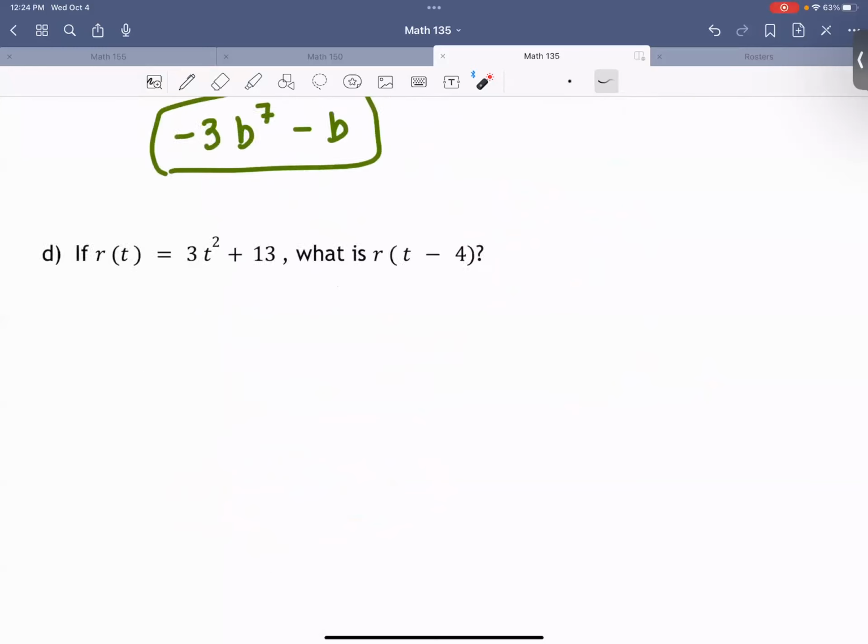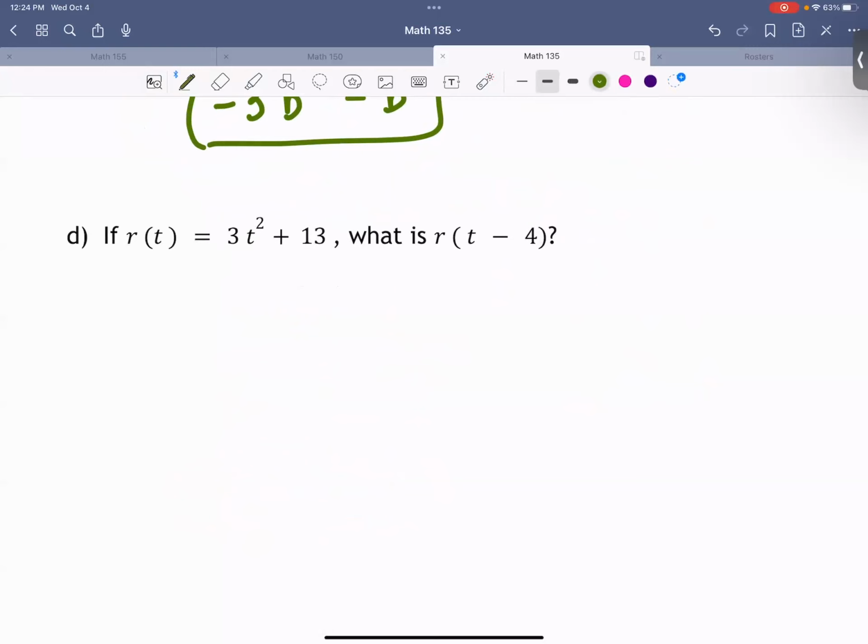Okay, D. I think this one was the harder one. This time I want to find R of T minus 4. What is R of T minus 4 telling us to do?